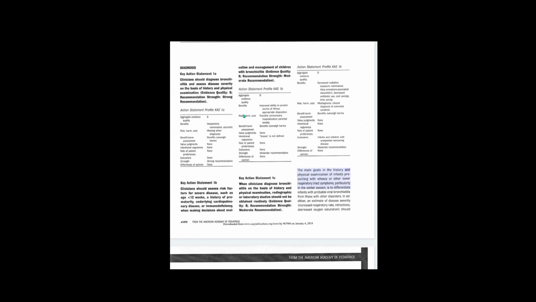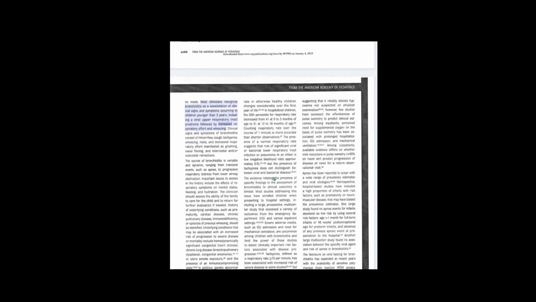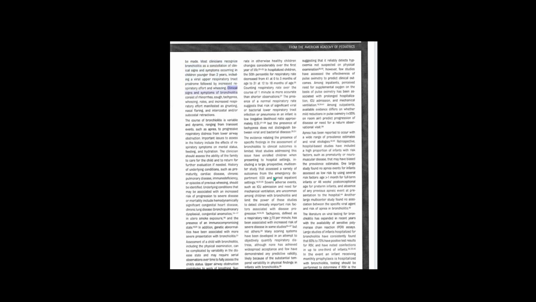The main goals in the history and physical examination of infants presenting with wheeze or other lower respiratory tract symptoms, particularly in the winter season, are to differentiate infants with probable viral bronchiolitis from those with other disorders. In addition, an estimate of disease severity should be made. Most clinicians recognize bronchiolitis as a constellation of clinical signs and symptoms occurring in children younger than 2 years, including a viral upper respiratory tract prodrome followed by increased respiratory effort and wheezing. Clinical signs and symptoms of bronchiolitis consist of rhinorrhea, cough, tachypnea, wheezing, rales, and increased respiratory effort manifested as grunting, nasal flaring, and intercostal and/or subcostal retractions.